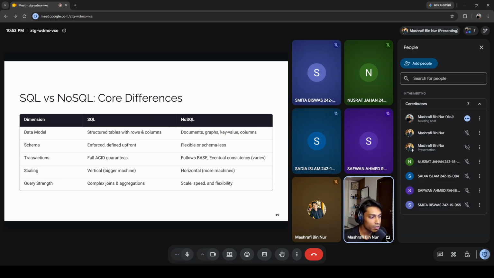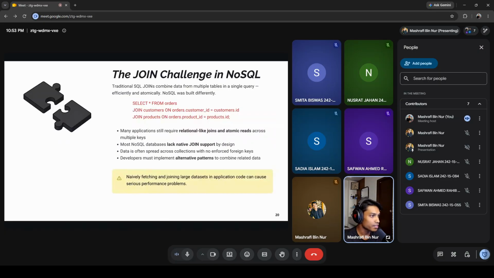On the other hand, we have query strength. The query strength in SQL is complex joins and aggregation. And on the NoSQL side, it is basically scaling, speed, and flexibility, which is better. And in most cases, it's the speed you need for the project. So that's it. Next, the join challenge in NoSQL.